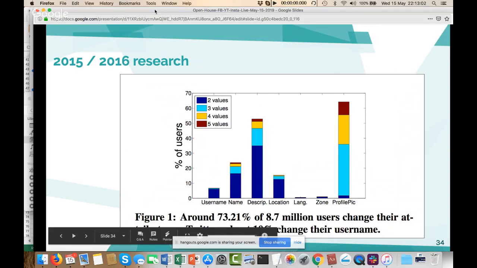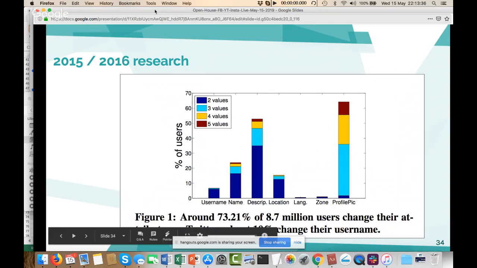The way to read this graph is that the x-axis shows the different pieces of information available in the account: username, name, description, location, language, zone, and profile picture. The y-axis is the percentage of users who changed that information. Let's look at the name. The dark blue shows about 15% of users changed their name twice in the period the analysis was done. There are even users who changed it five times.